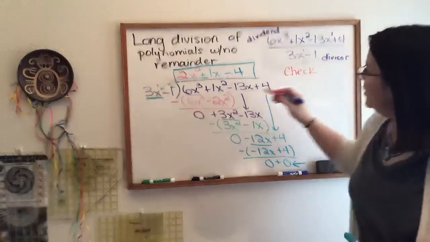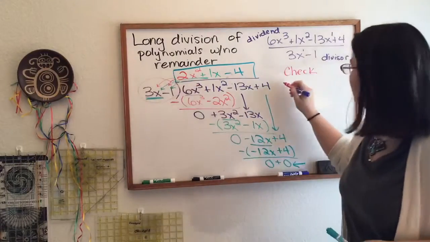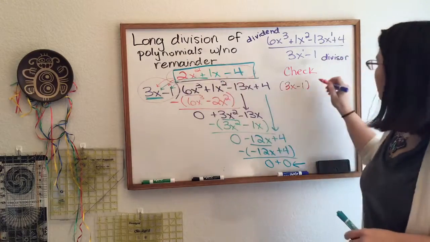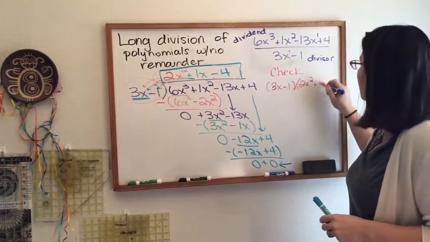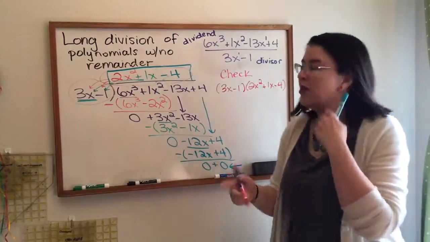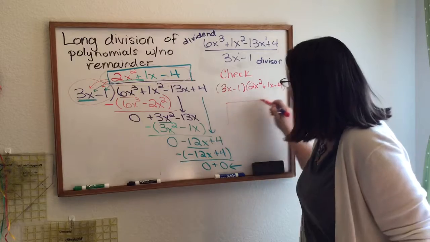What you do is you take your divisor times what you got as your answer, and you can do it by distribution, you can do it by, not really FOIL, but kind of like an extra distribution, or you could do box method.